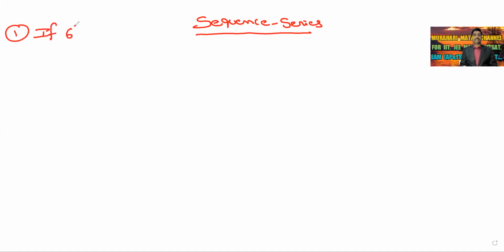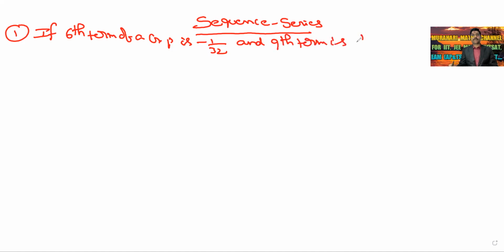Today I would like to explain sequence and series problems. Okay, now explain question number 1. If the sixth term of a GP is equal to minus 1 by 32 and the ninth term is 1 by 256, then we have to find the 11th term of the GP.